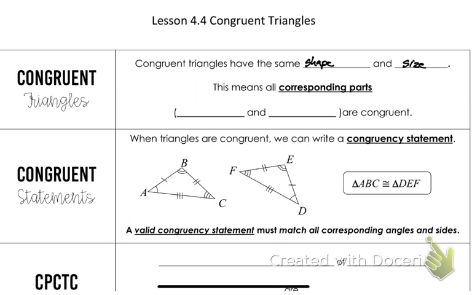To be the same shape and size, all of our corresponding parts, and I'll talk about corresponding parts in a second, all of our corresponding parts must be congruent or the same. That means all of your angles and sides must match up between the two triangles. They have to, because they're the same triangle.